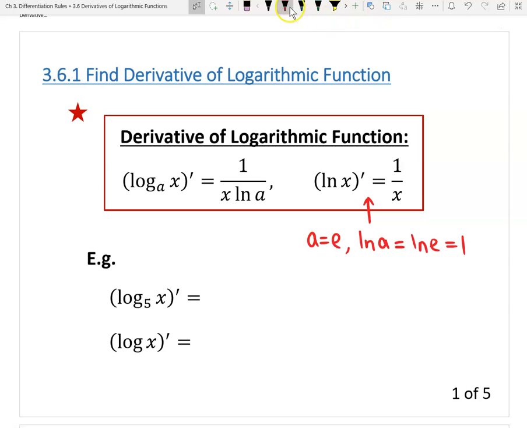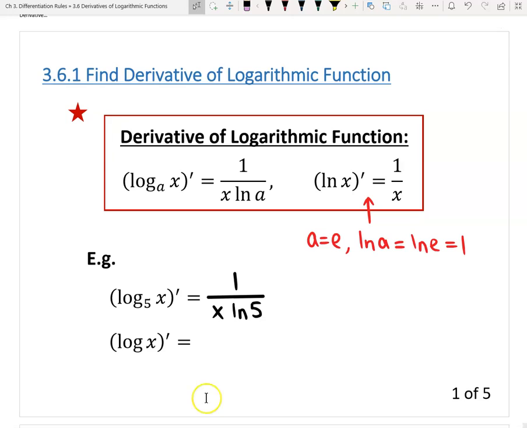Okay, so it's easy to get. It's very easy to get the first one. Let me show you the answer here. It is 1 over x times ln a, and a is 5. So this is the first.